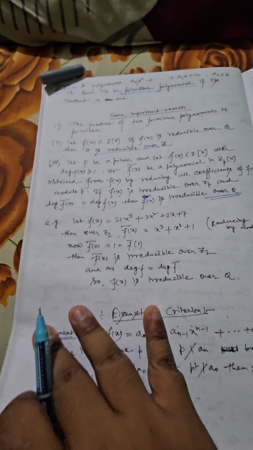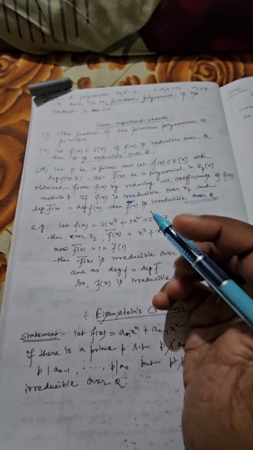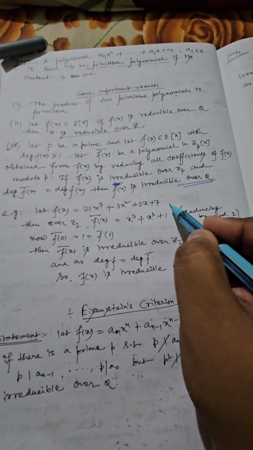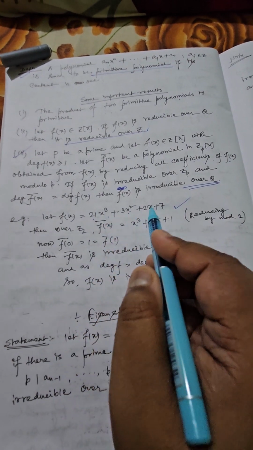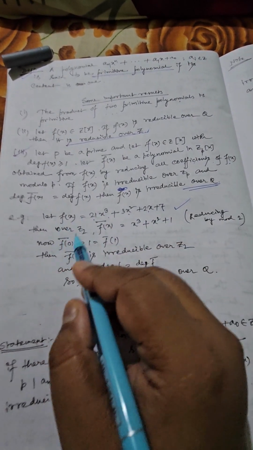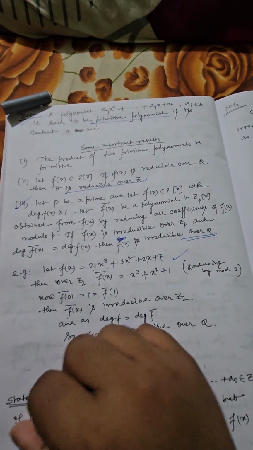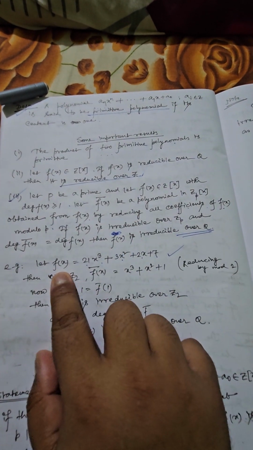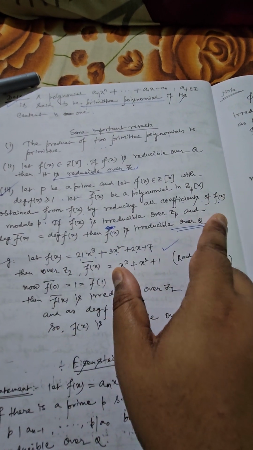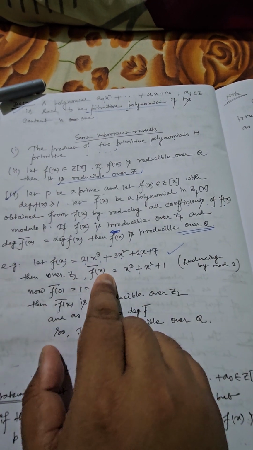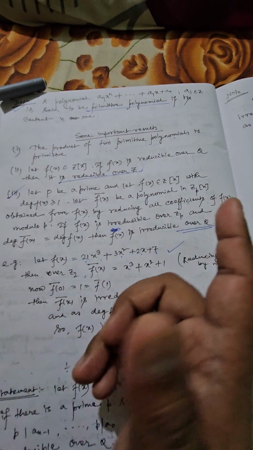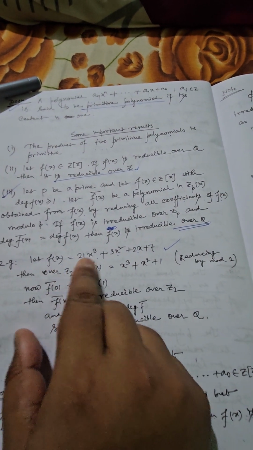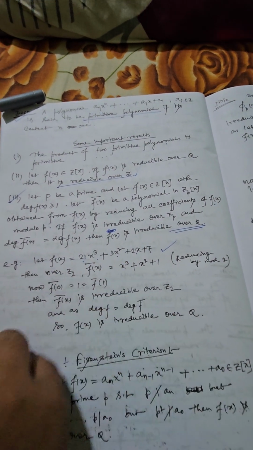Now let us illustrate by means of an example. Suppose f(x) is given by this structure. Here you can see 21x cube, 3x square, 2x plus 7. Now we are considering Z2. Now remember, I told you that you have to reduce all coefficients of f(x) under Zp with respect to modulo p. So f bar x will be what? Apply modulo 2 over 21. What will be the result? Remainder will be 1. So 1 into x cube, that is simply x cube.